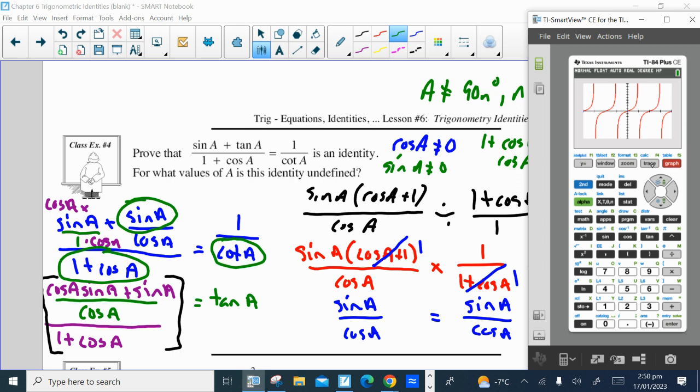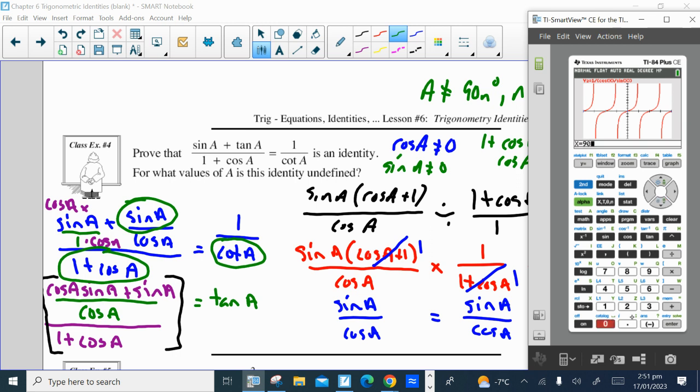If I go into the trace mode and I let x equal 0, notice that it does give me a y value of 0. All that means, though, is that the point 0, 0 is on the first equation. But if I go to the second equation by using the down arrow key, x equals 0, there is no y value returned. So that shows that 0 is a non-permissive value for the right side, which means it's a non-permissive value for the entire identity.